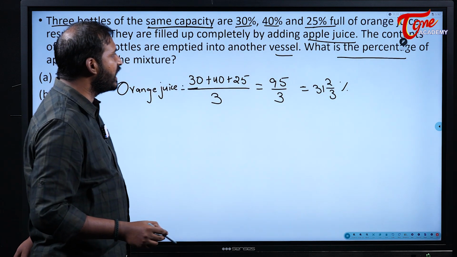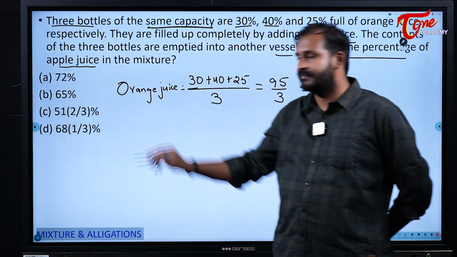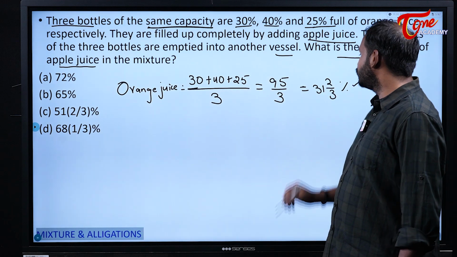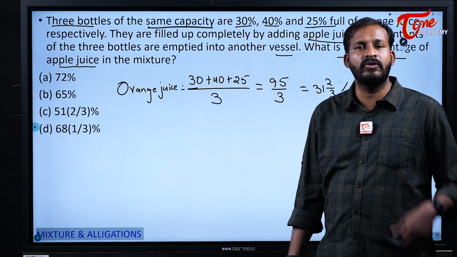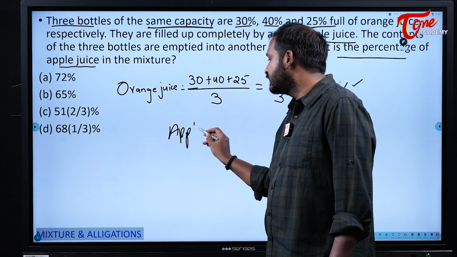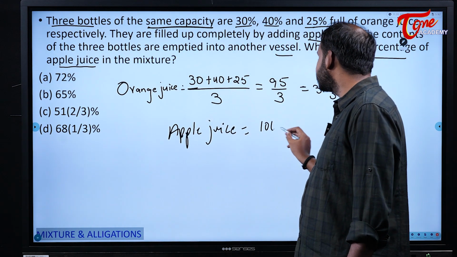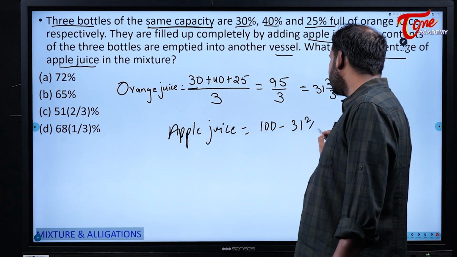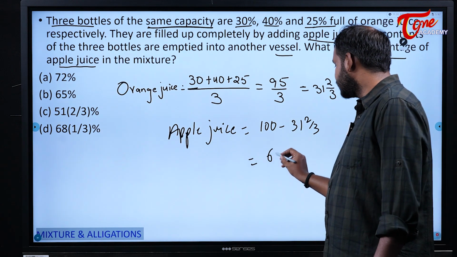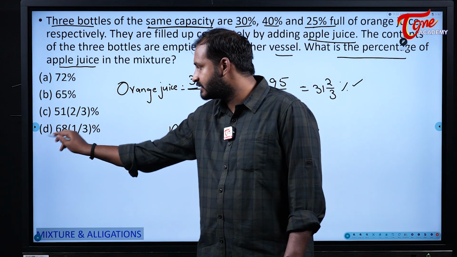But in our question they asked us about what? What is the percentage of apple juice in the mixture? In total 100 percentage, if orange juice is 31 2/3 percentage, what about the apple juice? Apple juice will become 100 minus 31 2/3. If you observe carefully, this will become 68 1/3 percentage.